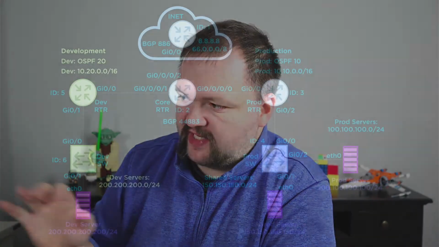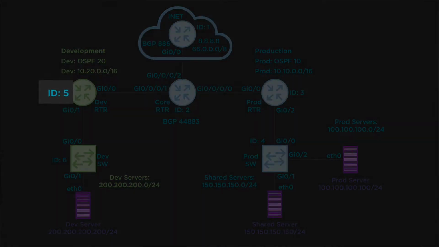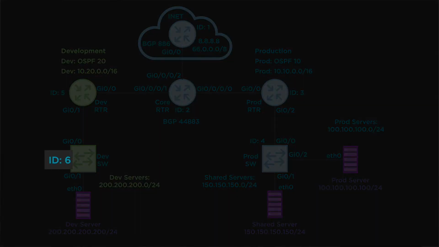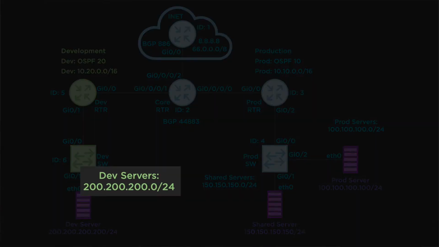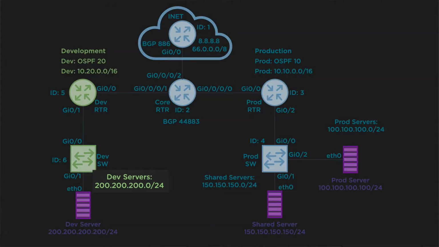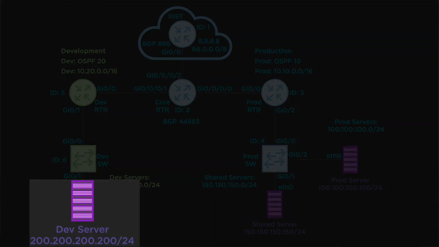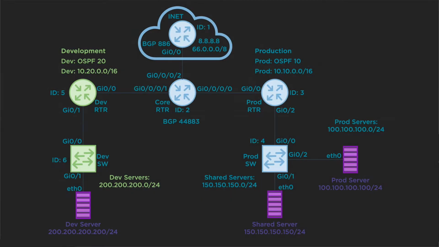And this is going to be the same process as we did before. We have identifiers for these new devices. So dev RTR is an ID of 5. And then our dev switch down there is ID of 6. And then our dev subnet that we are going to end up creating is 200.200.200.0/24. And our dev server is going to have that 200.200.200.200 address on it.